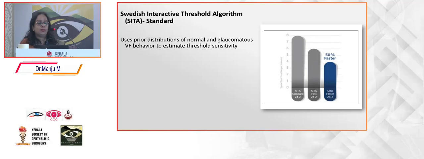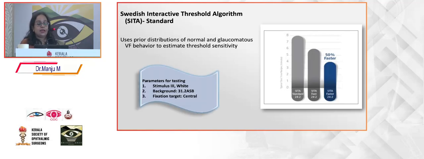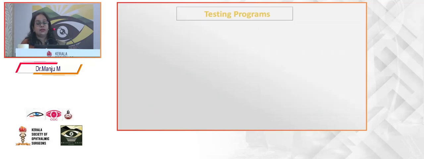And we normally use the SITA setting that uses prior distributions of normal and glaucomatous visual field behavior to estimate threshold sensitivity. And the usual parameters used are a Stimulus III white with a central fixation target.